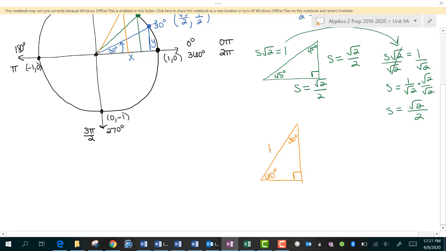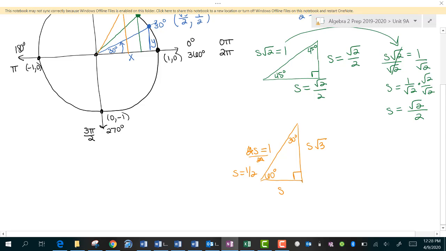So likewise here, I'm going to label all my sides. So across from my 30 is S, across from 60 is S root 3. And then across from my 90 is 2S. So my hypotenuse is that 2S side. So because 2S equals 1, if I divide both sides by 2, that means S equals 1/2. So I can substitute that in everywhere else for S.